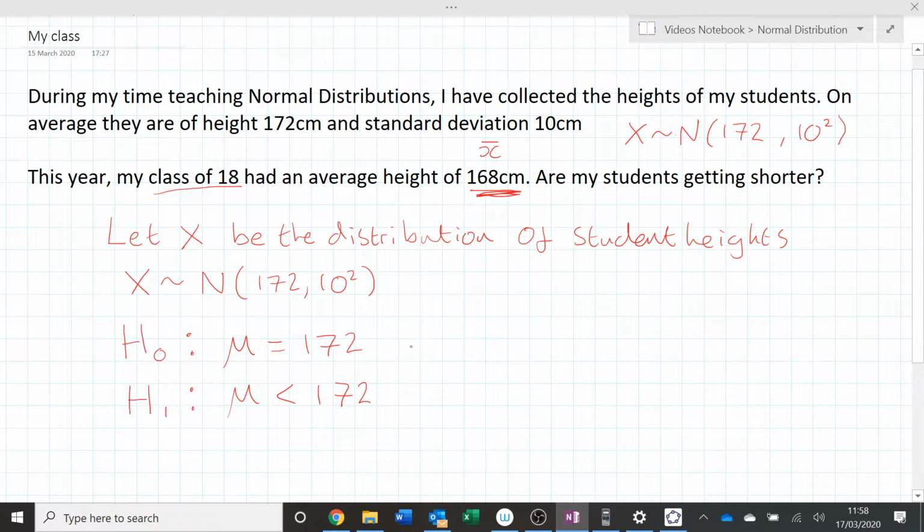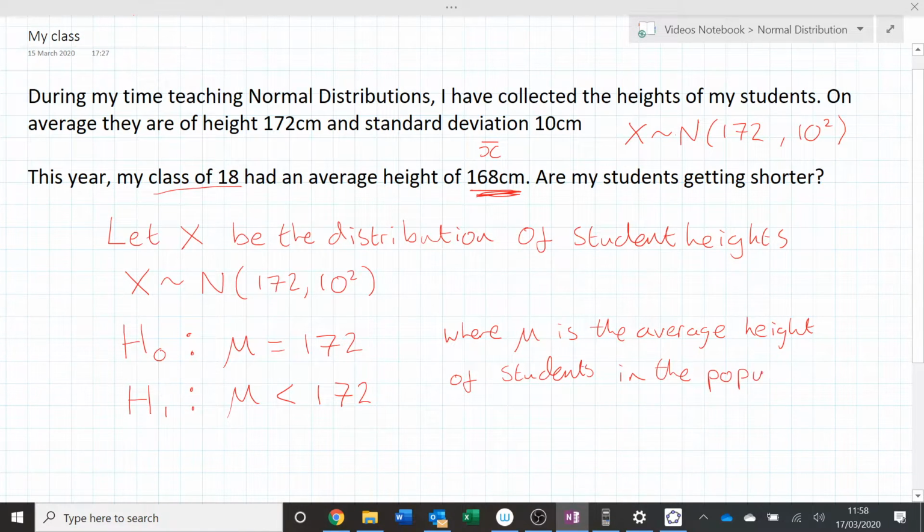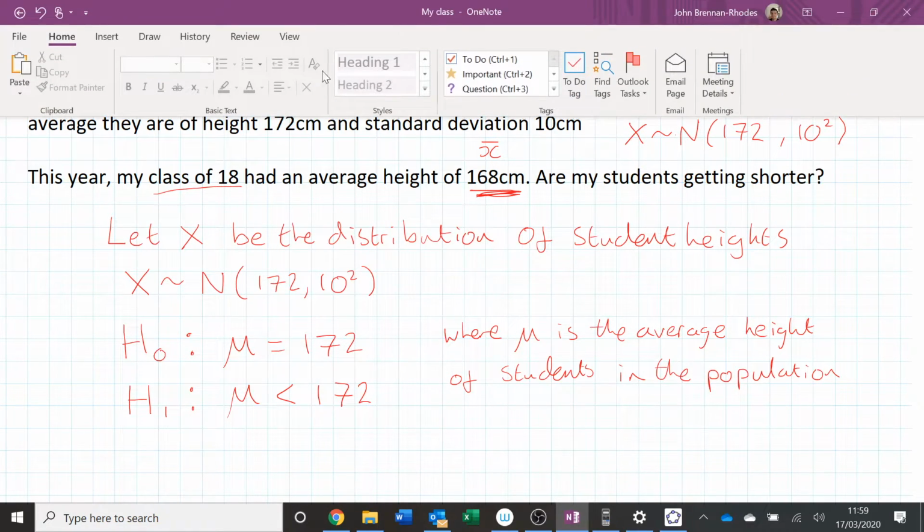And it's always important for us, because I've just created this mu, there's nothing in the question that says what mu is. I need to say where mu is the average height of students in the population. Okay, that's my setup. There's sometimes 2, 3, 4 marks, depending on the question, for this first section, and it must say this information. Now we get to the actual calculation part.